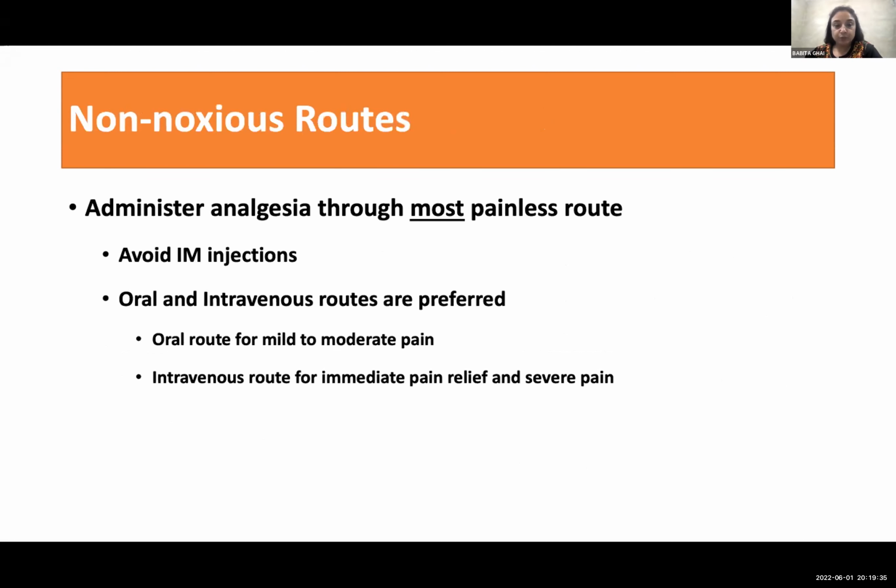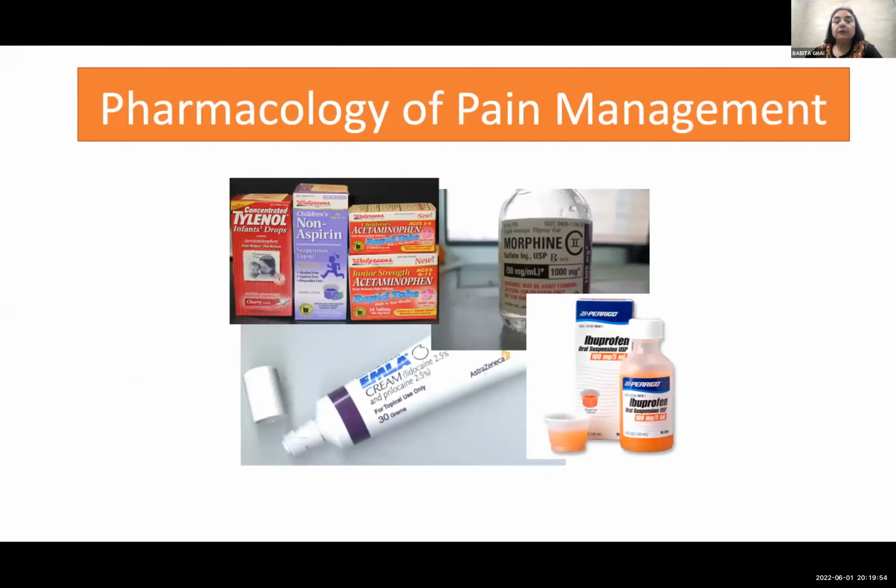So we should be using a non-noxious route. Administration of the analgesia should be through the oral or the intravenous route, which is already present. And we should avoid IM injections at all costs. The oral route is generally used for mild to moderate pain, and the intravenous route is used for severe pain or immediate pain relief. Moving to the pharmacology of pain management, various pharmacological options are available.